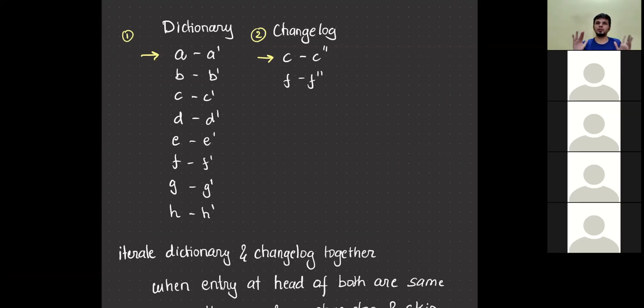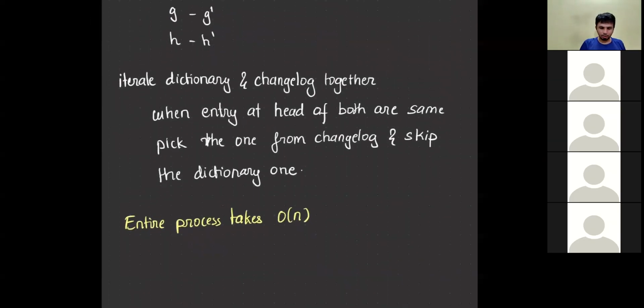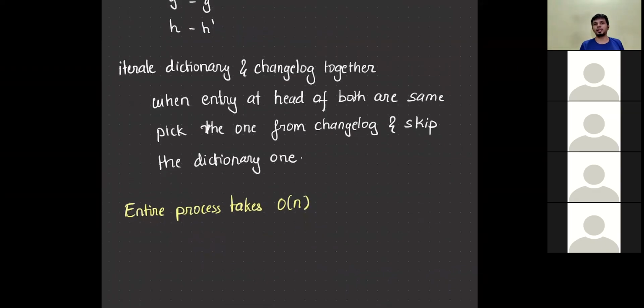That's a normal merging of two sorted lists. This is how we would go about this. So the entire process is just order n: just rewriting the entire dictionary once and then uploading it to S3. It's a separate process that would be done asynchronously.